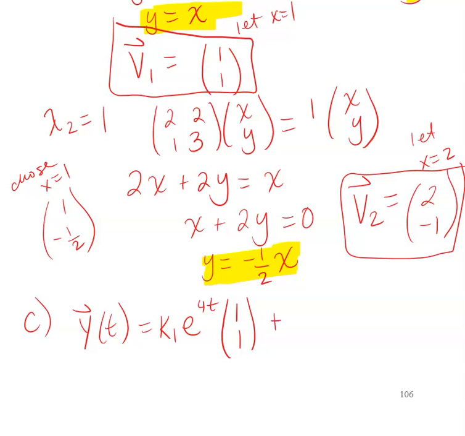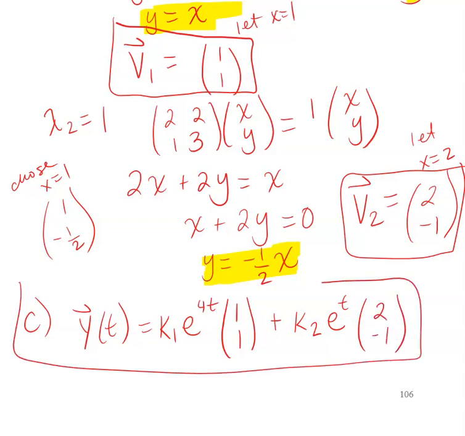And then the other solution is going to be K2 times e to the lambda for that, which was 1, don't forget. So that's just t times the corresponding eigenvector for that one, which was 2, -1. And that's going to be our general solution based on those eigenvectors.